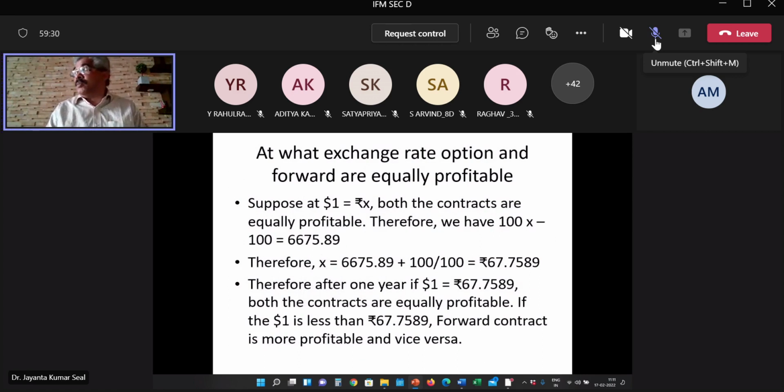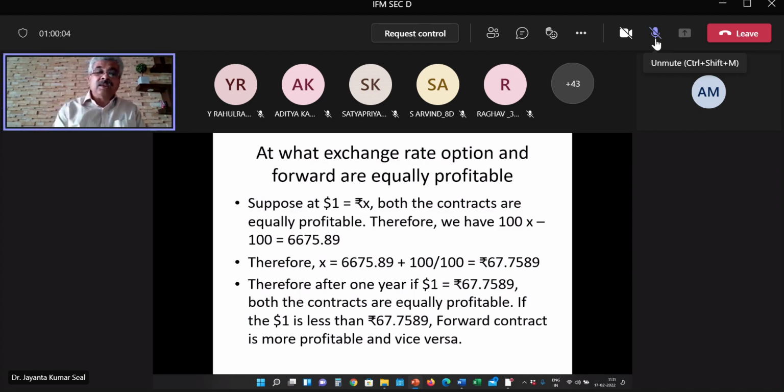So if the price is more than this, you remember, you bought a put option. Forward, I repeat, forward, you don't pay a premium, but option you pay a premium. Okay? So you bought a put option. So when you buy a put option, you have the right to sell. So if the price is more, will you exercise your right? No? So put option is more profitable? Yes or no?